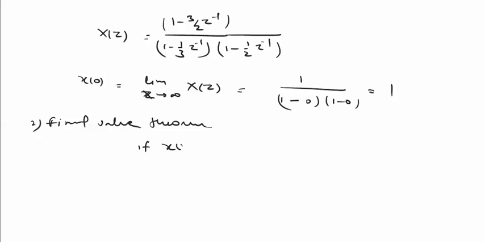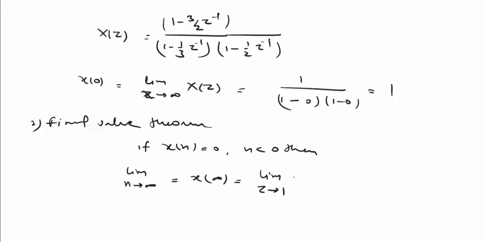Now final value theorem. If xn is 0 for n less than 0, then limit n tends to infinite xn, x infinite, equals limit z tends to 1, z minus 1 xz. It is final value theorem.